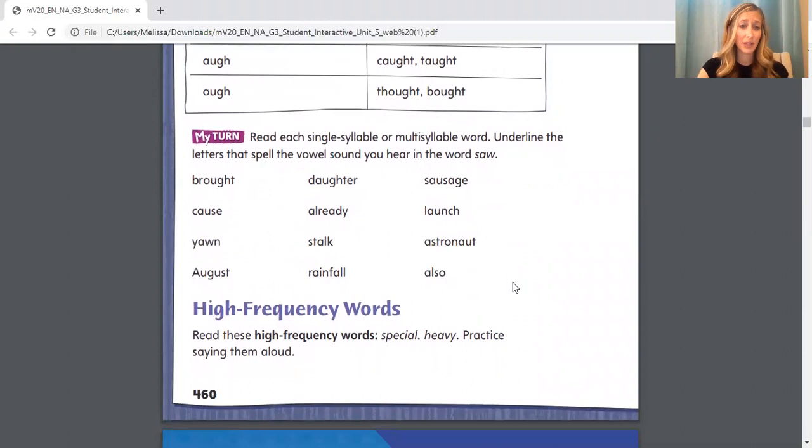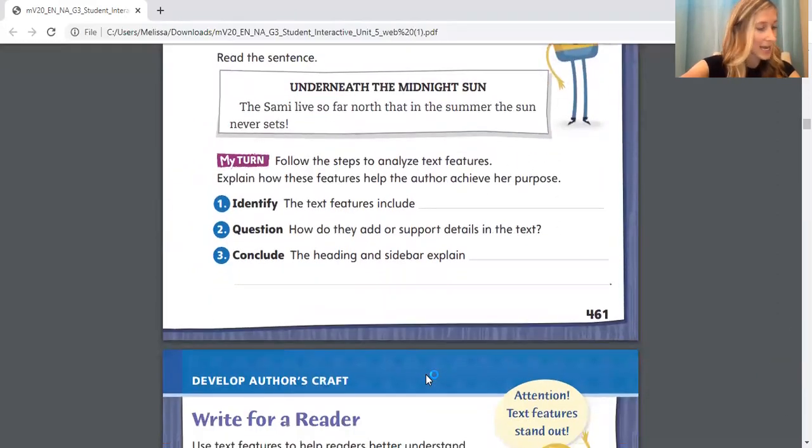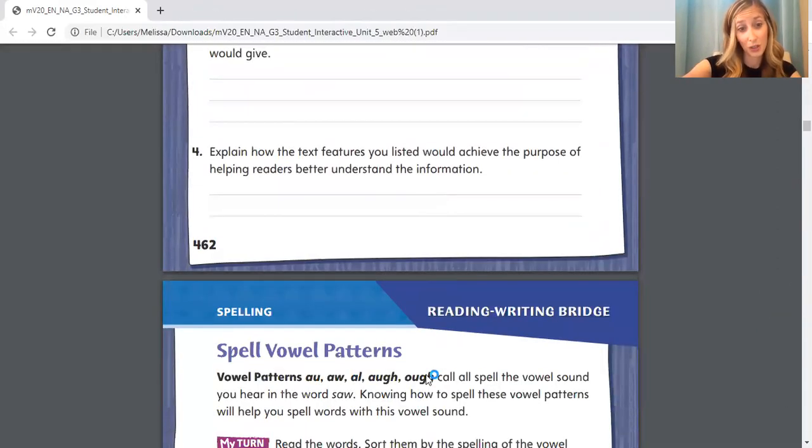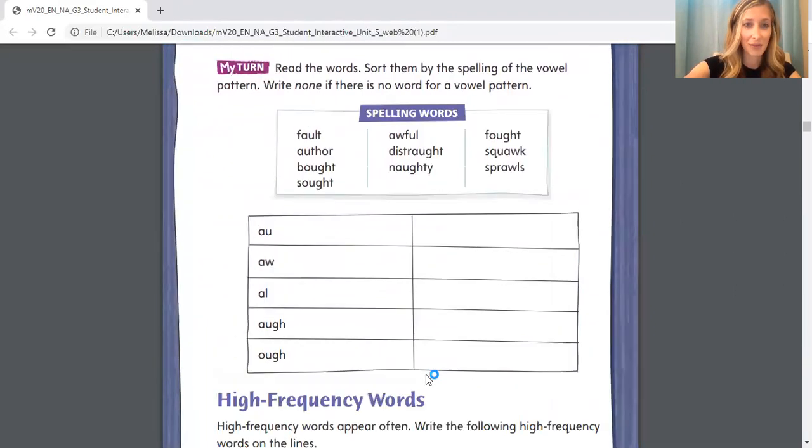Then you have high frequency words. You need to read these to yourself. They might be good ones for you to memorize how to read and spell. They're high frequency words because you need to practice them. Special and heavy. Okay, we're going to go ahead and move on to the next page. I'd like you to scroll down, or I'm going to scroll down. You turn your page in your student interactive to page 463.